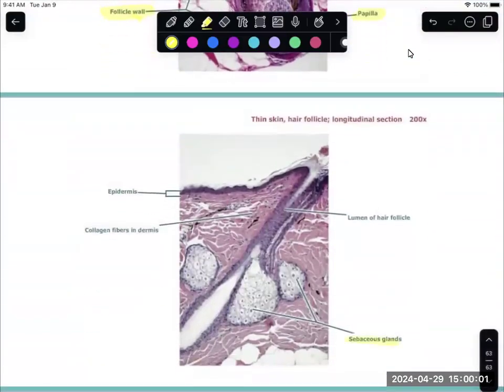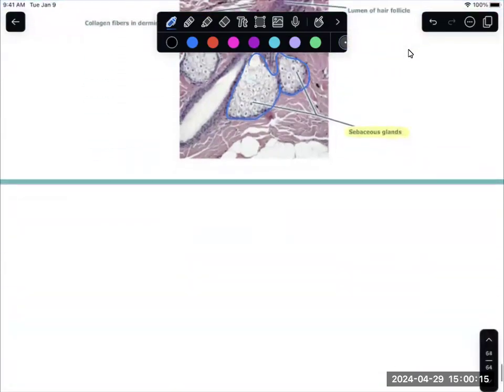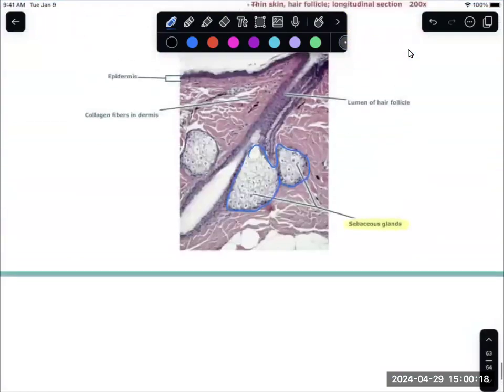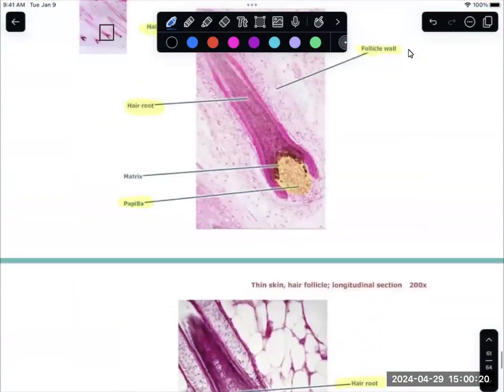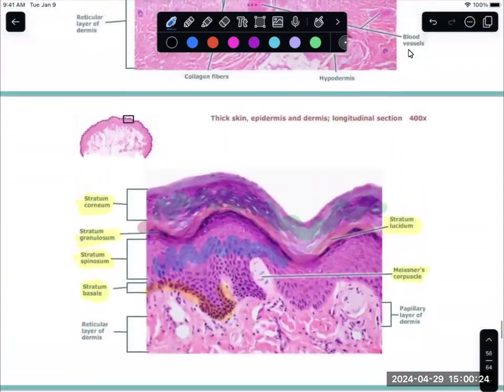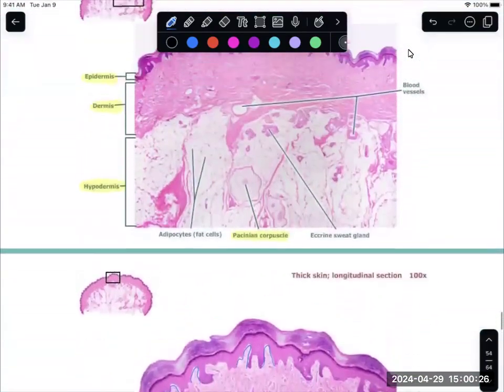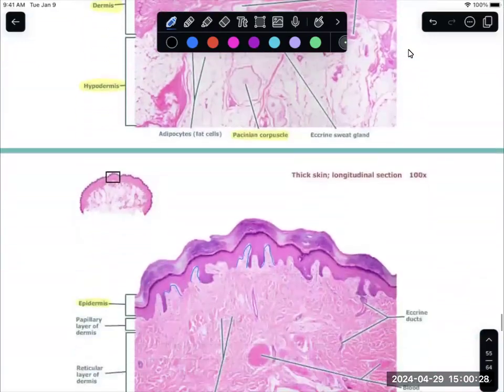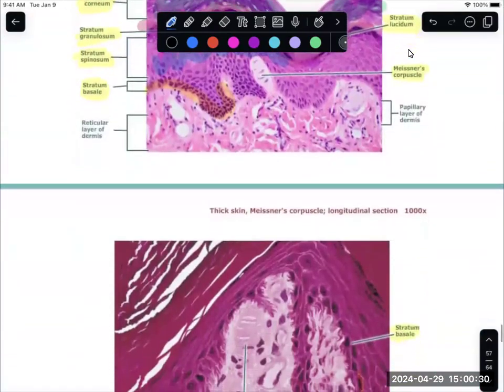Here's a really good example of sebaceous glands. Hint, hint. Something may come from here because they're really good examples of what we're looking for. So I will use these exact pictures. If you learn things off of these exact pictures and you're able to recall them when you take your test, you'll do good. If you have any questions, please feel free to reach out.